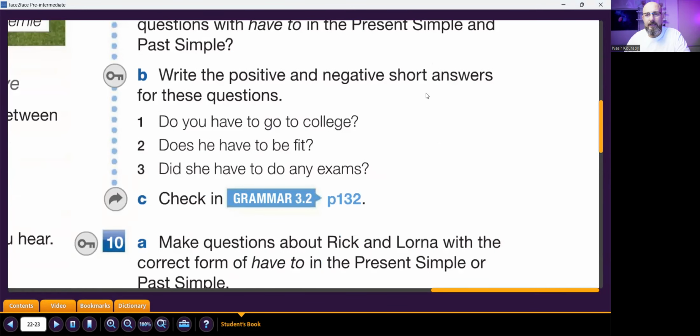Now let's see. Write the positive and negative short answers for these questions. If I say, do you have to go to college? What's the answer? Yes, I have, or yes, I do? Bravo, yes, I do, because we started the question with do. So we say, yes, I do, no, I don't. Does he have to be fit? Yes, he does, no, he doesn't. Did she have to do any exams? Yes, she did, no, she didn't. So you started the questions with what? Do, does, did. So you answer the questions with do, does, did. Now let's go to the whiteboard and talk about it more.